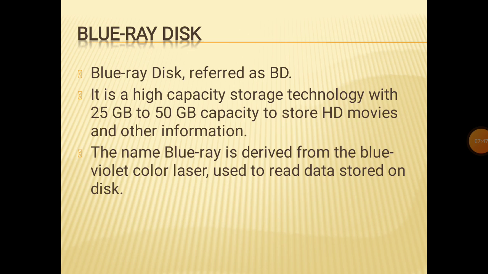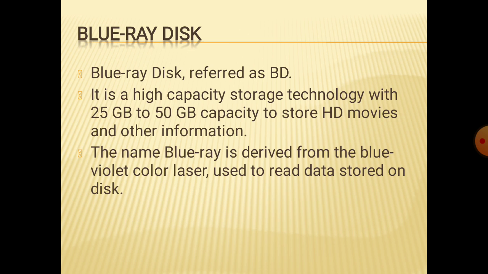So today we are starting with the Blu-ray disc. That is the last type of optical disc. The two types, CD and DVD, we have already studied. The third one is the Blu-ray disc, also called BD. It is a high-capacity storage technology with 25 to 50 GB capacity, to store things like HD movies and other information.